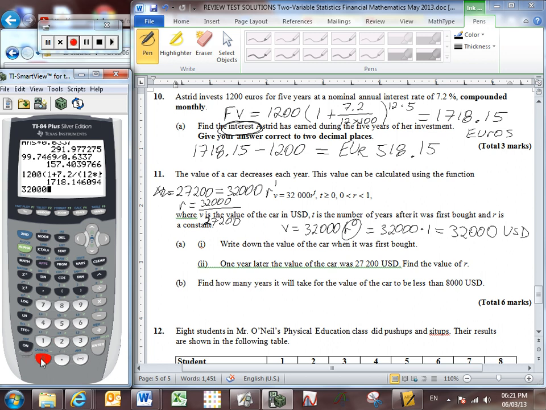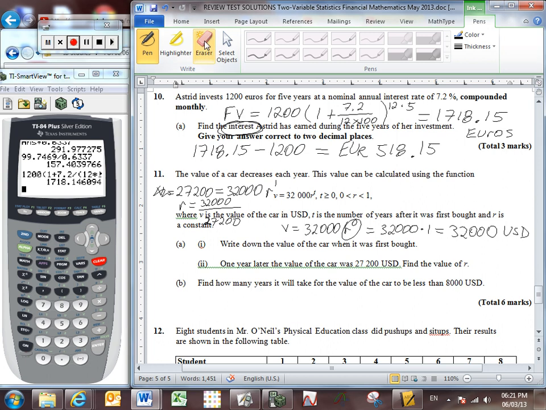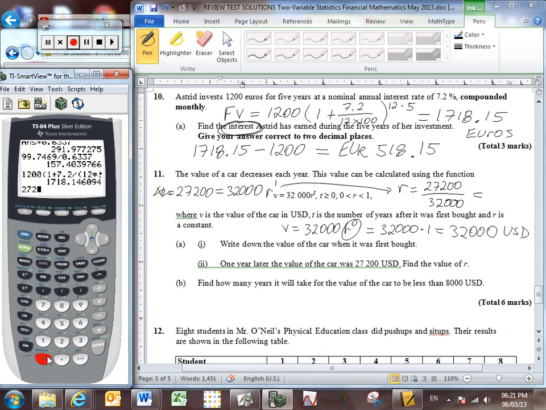We're taking one term and dividing it by the previous term. So 32,000 is being divided by, you know what? Did I go the wrong way? I did, didn't I? If I'm isolating r, it's 27,200 over 32,000. Let's write this out again. Sorry about that. So to get r alone, it's 27,200 divided by 32,000. The value of r is 0.85.